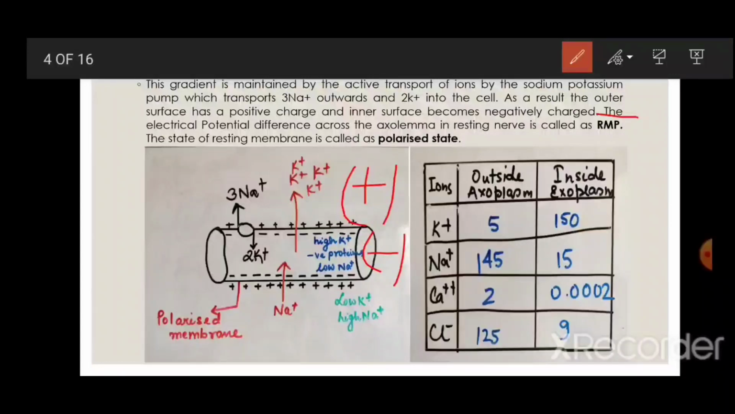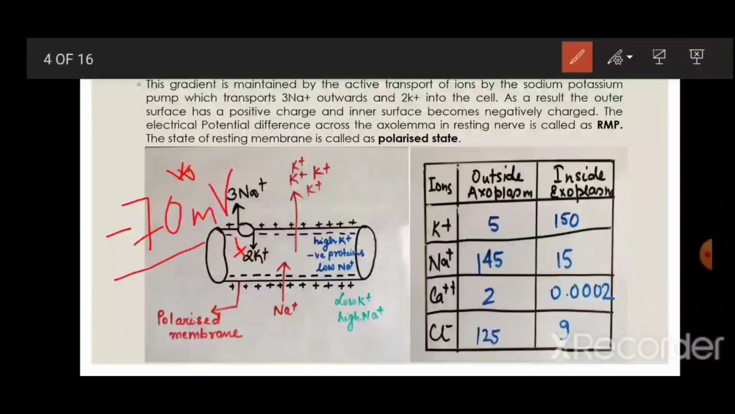The electrical potential difference across the axolemma in resting nerve is called the resting membrane potential, and the state of the resting membrane is called the polarized state. So when we keep an electrode inside the axolemma and one outside, then the potential difference comes out to be minus 70 millivolt, and this minus 70 millivolt is called the resting membrane potential. Means the potential of the membrane when it is not conducting any impulse.